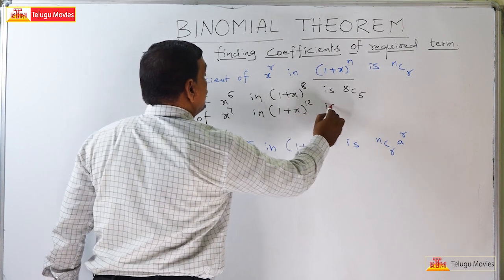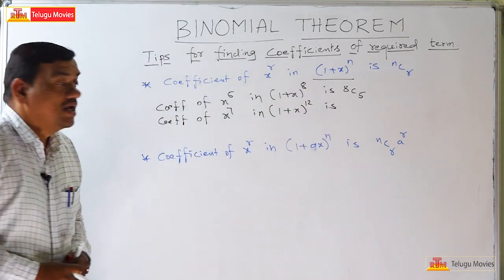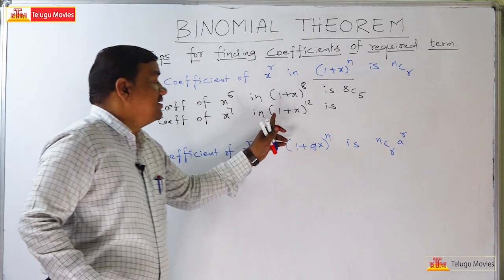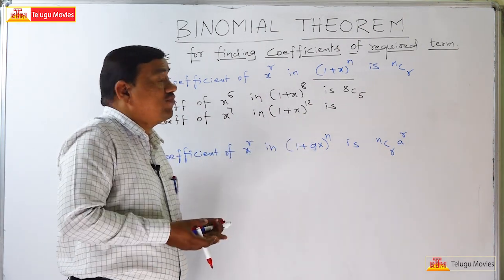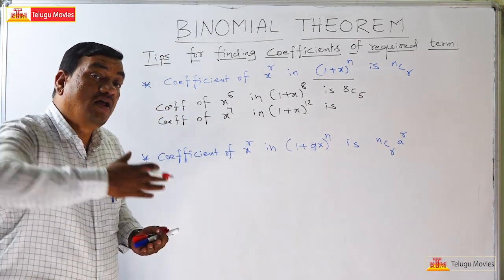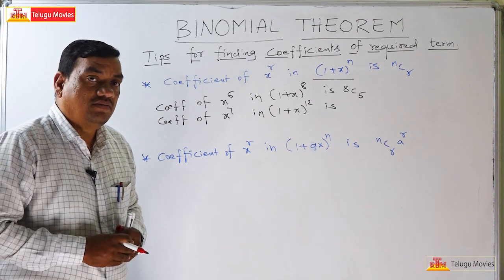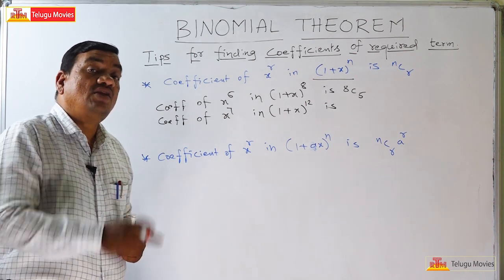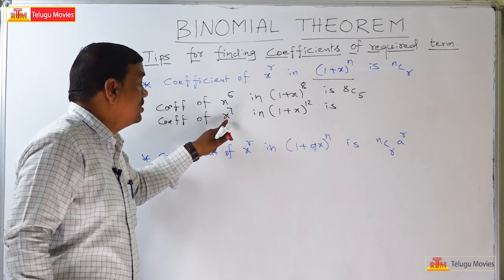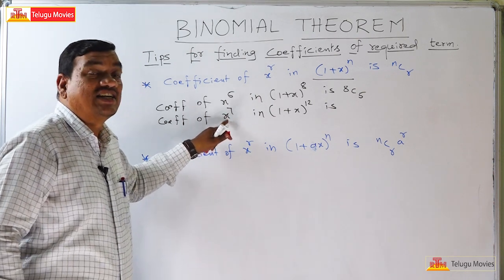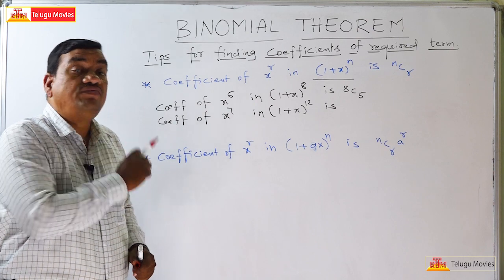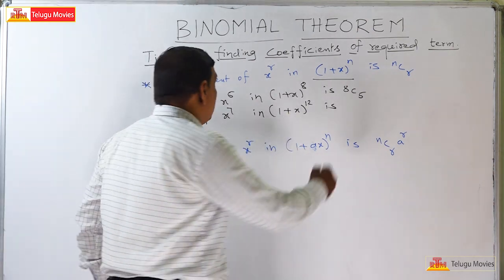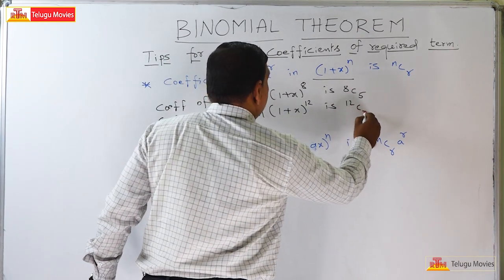For example, the coefficient of x to the power of 7 in the expansion of (1 plus x) whole to the power of 12 is simply... that means in the expansion of (1 plus x)^12, there will be 13 terms. In the 13 terms, there will be a term which contains x power 7. The coefficient of x power 7 is given by 12C7.